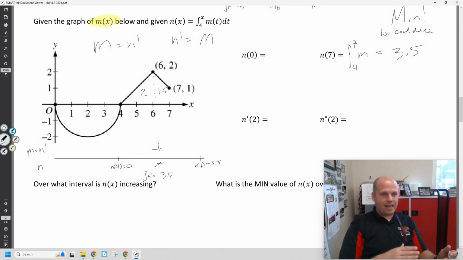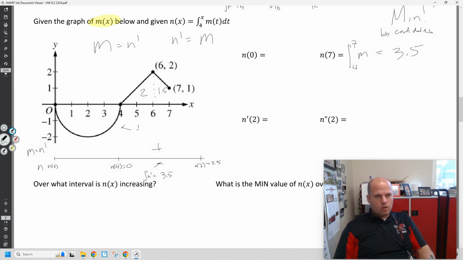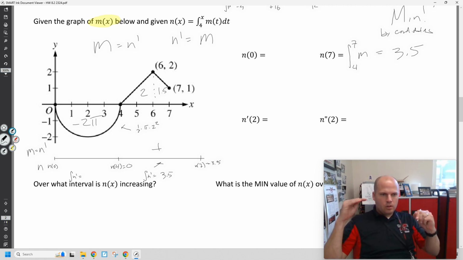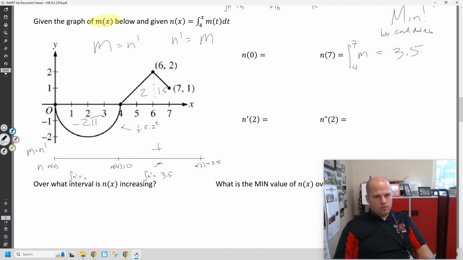Now, what if I go back in time to n of 0? Okay, this is a semicircle whose area is a half of pi r squared. R is 2, so this is a half of 4 pi. This is going to be negative 2 pi. Now, here's the kicker. That area from left to right is negative 2 pi.